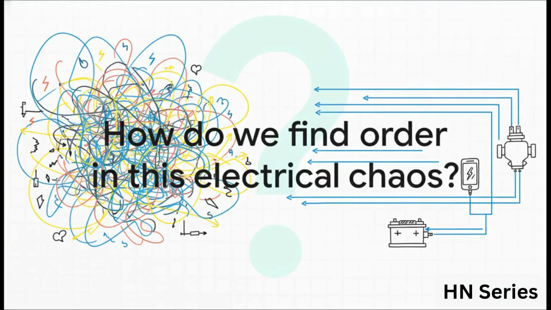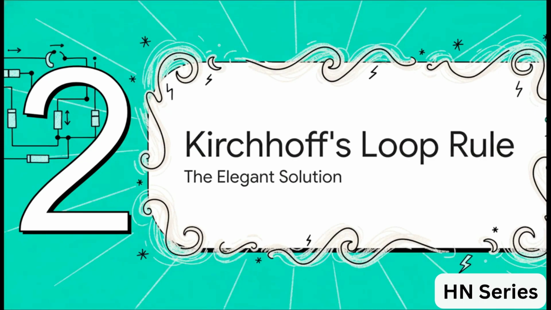So, that's the big question, right? How on earth do engineers manage that chaos? How can they possibly predict what's going on in there to make sure your phone actually works or your car starts every morning? Well, believe it or not, the answer is this incredibly simple, elegant solution that was figured out way back in the 19th century. It's a rule that brings a beautiful sense of order to all that mess.